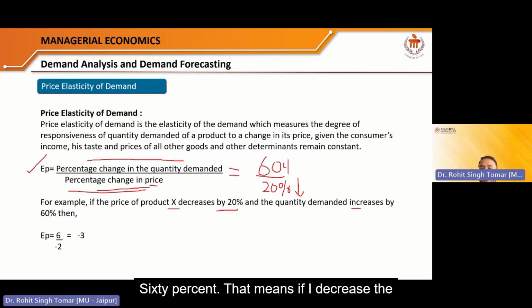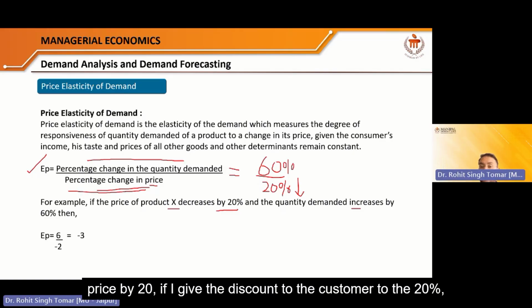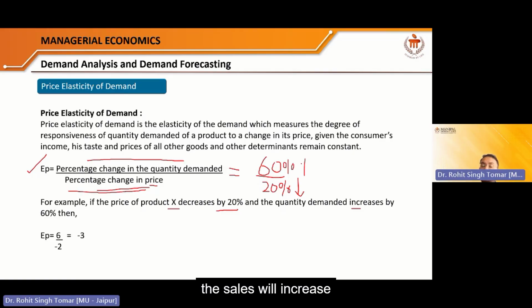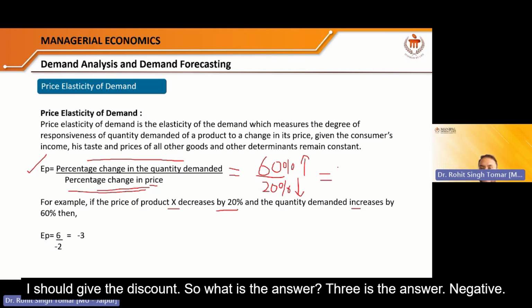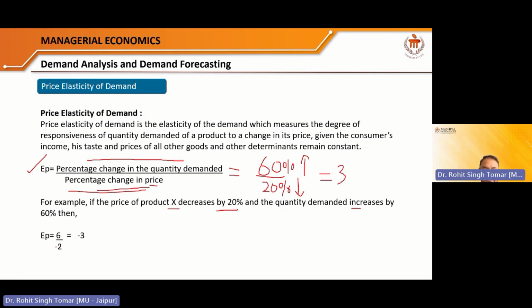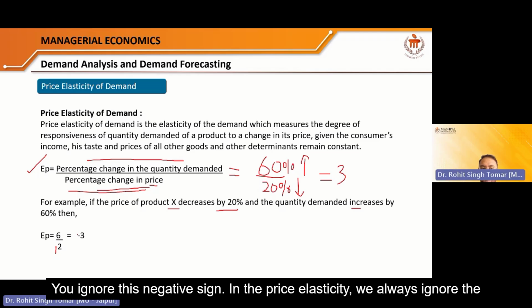That means if I decrease the price by 20%, if I give a 20% discount to the customer, the sales will increase by 60%. So should I give the discount or not? I should give the discount. So what is the answer? 3 is the answer. Negative. You ignore this negative sign. In price elasticity, we always ignore the negative sign.